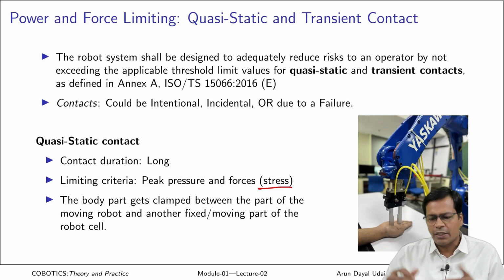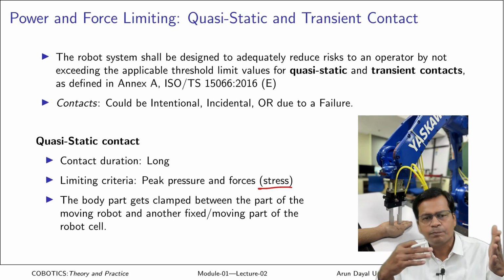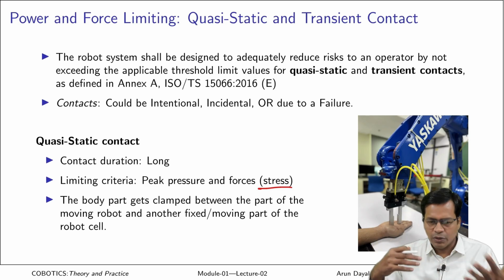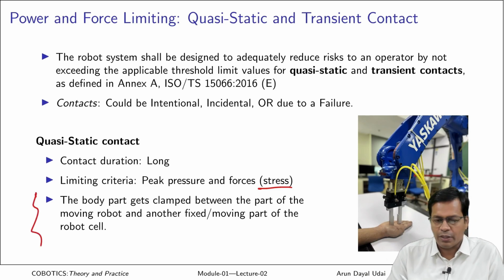It could be possible that the robot has clamped you against the fence, right. So, that could be another case. So, this is basically quasi-static contact.